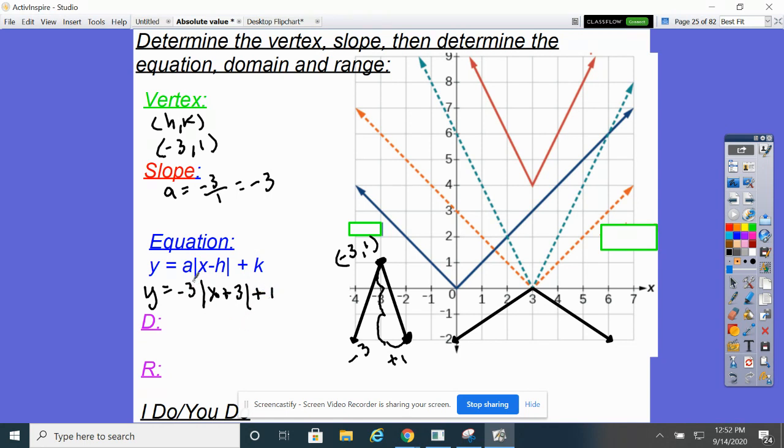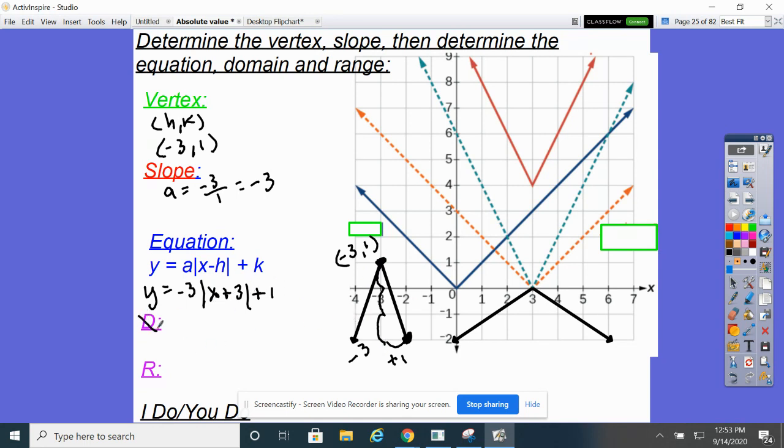Now let's see if it did what we thought it would do. If it's a negative slope, yeah, it's upside down. This guy says he's at +3, but where is he really? He's over at -3. And this guy shifted up 1. Yep, so we did everything we needed to do. That's one way to check.